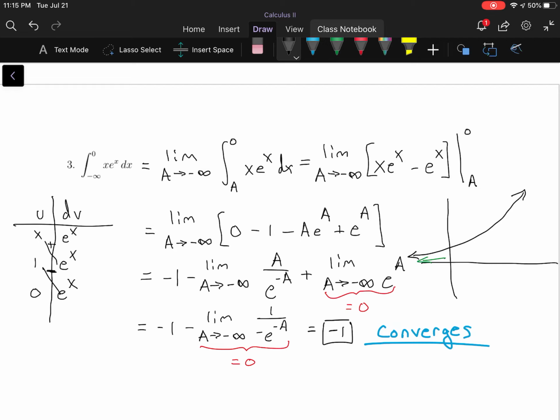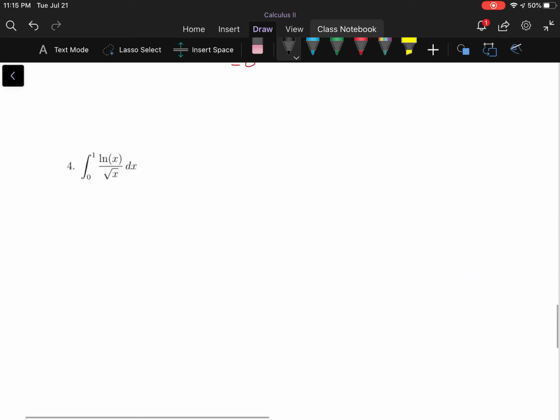And this brings us to our last example, which you'll notice does not have a plus or minus infinity, but one of the limits of integration is 0, and the integrand is discontinuous at 0 because you've got an x or a square root of x on the bottom. And so you'd be dividing by 0, which we don't like in the math world. So that is where I'm going to have the improper integral process come into play.